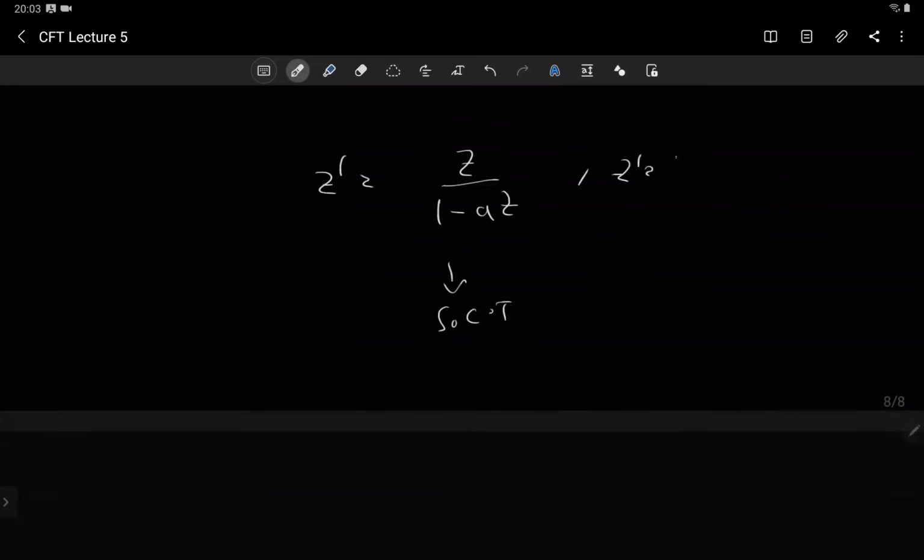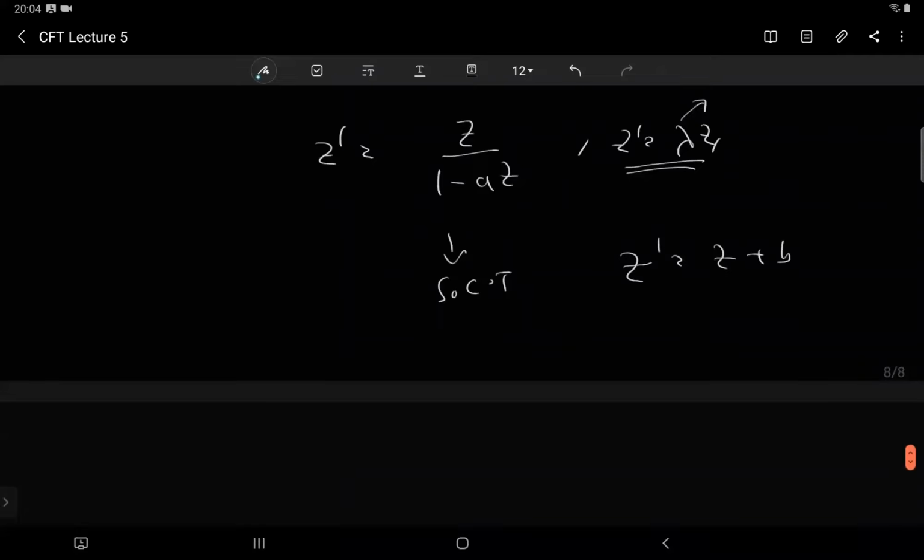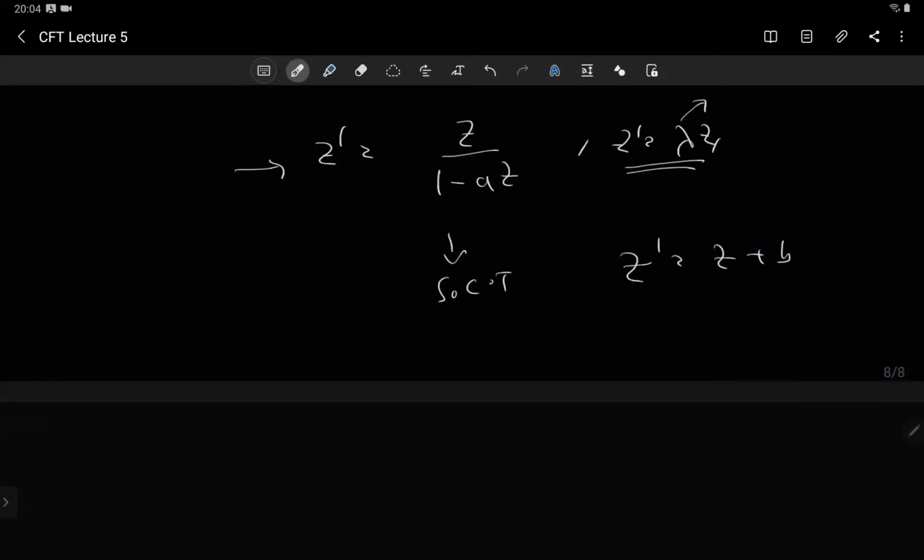Scaling is Z prime equal to lambda Z, so this is scaling and rotation both. For lambda real, this is scaling, and the phase part is rotation. For lambda a pure phase, it is rotation. For lambda real, it is scaling. Okay, and translation is of course Z prime equal to Z plus b, some constant. And in fact we can also derive this result that we got here directly from the higher dimension result.